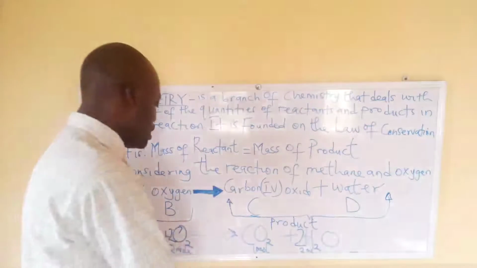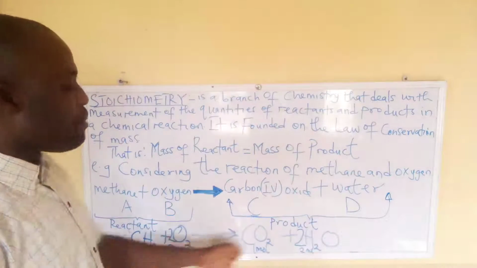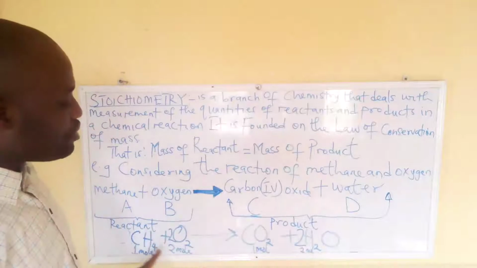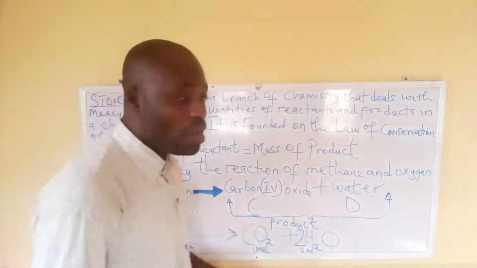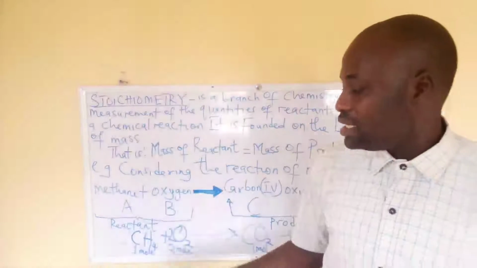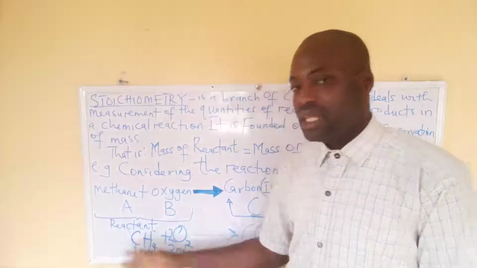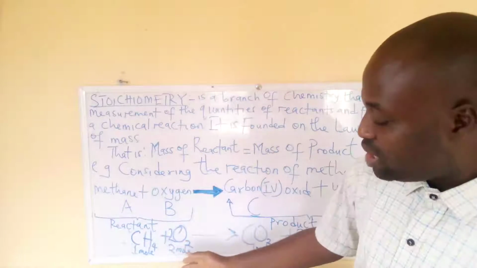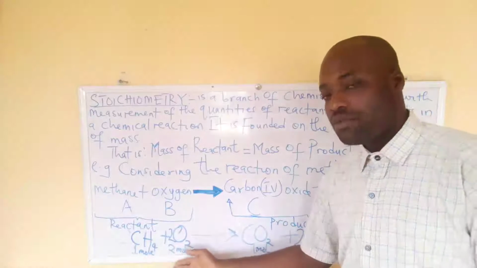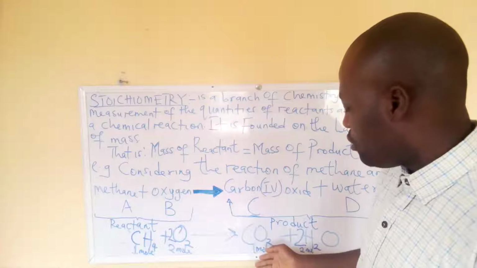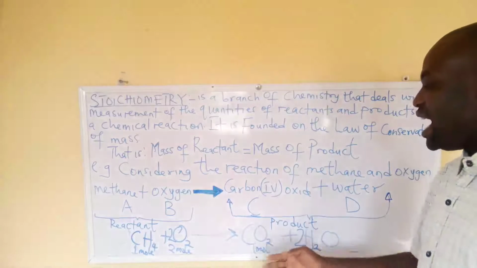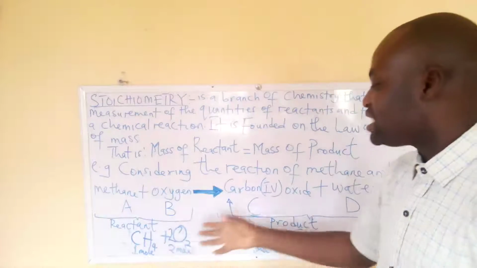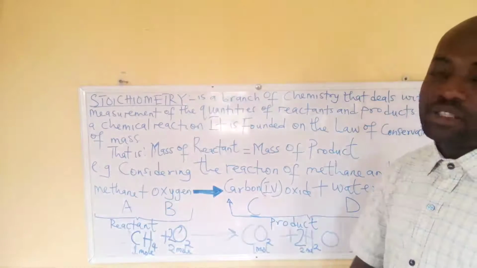So then we want to know the reacting mass. The next thing is to know the reacting mass. Now that we know the mole, we have to know the reacting mass. That is, what is the mass of methane that reacts with a given mass, and what is the mass of oxygen, what is the mass of carbon dioxide, and what is the mass of water. And at the end, the mass of reactant will be equal to the mass of product.